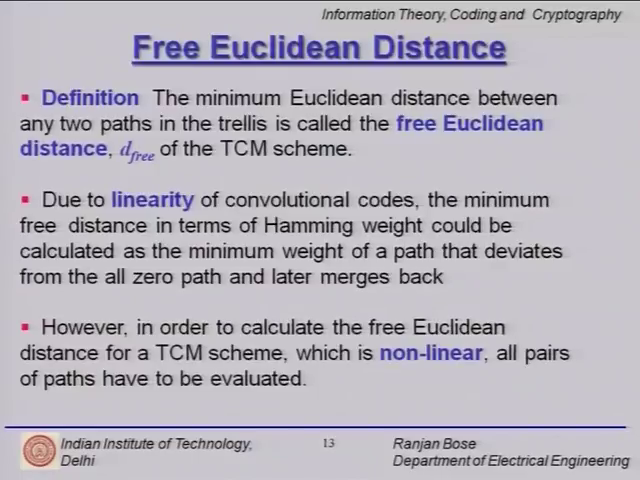Now, you must remember, in convolutional codes we had the linearity constraint. So, we were working with linear codes. We could take the all 0 path and find out the d free with respect to the all 0 path. Here is a word of caution for TCM. TCM is nonlinear. Therefore, in order to find the d free, one must look at all possible pairs within the trellis diagram. Okay? We are looking at nonlinear codes. This mapping of the bits to the symbols introduces the nonlinearity.